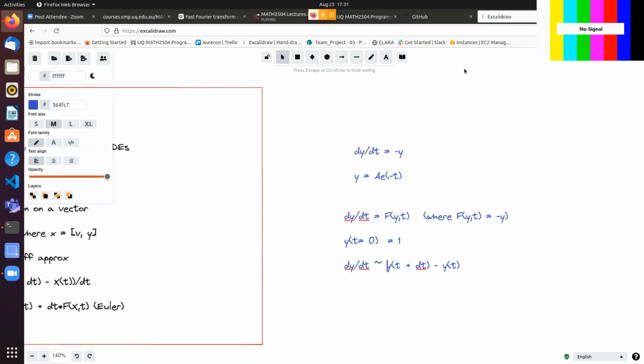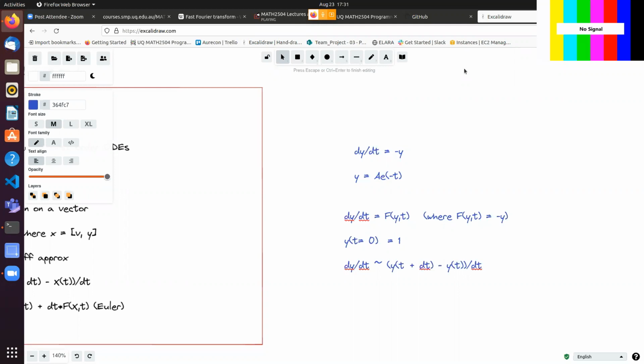divided by dt. So that's just this approximation, the forward difference approximation to the derivative. We want to rearrange that so we can start at a point and march forward and work out what happens into the future.